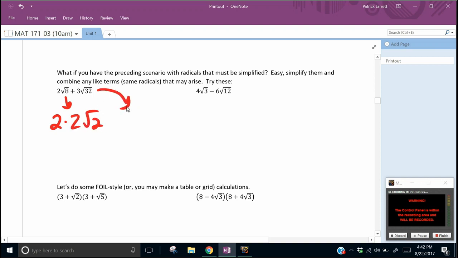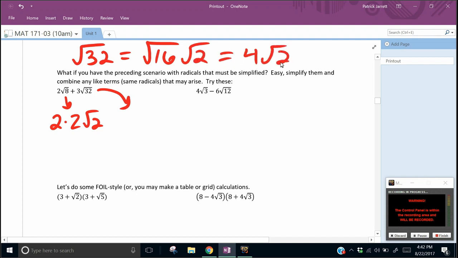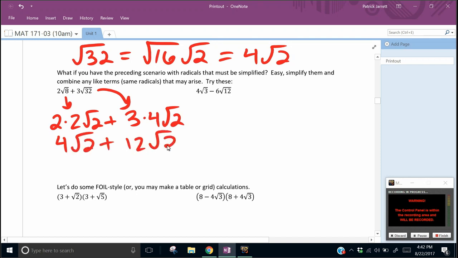Now 3 times the square root of 32. We need to figure out square root of 32. I'm just going to do this quickly. It's going to be equal to square root of 16 times the square root of 2, which gives us 4 root 2. So plus 3 times 4 root 2. So you have 4 root 2 plus 12 root 2. Ultimately, you're going to get 16 times the square root of 2.